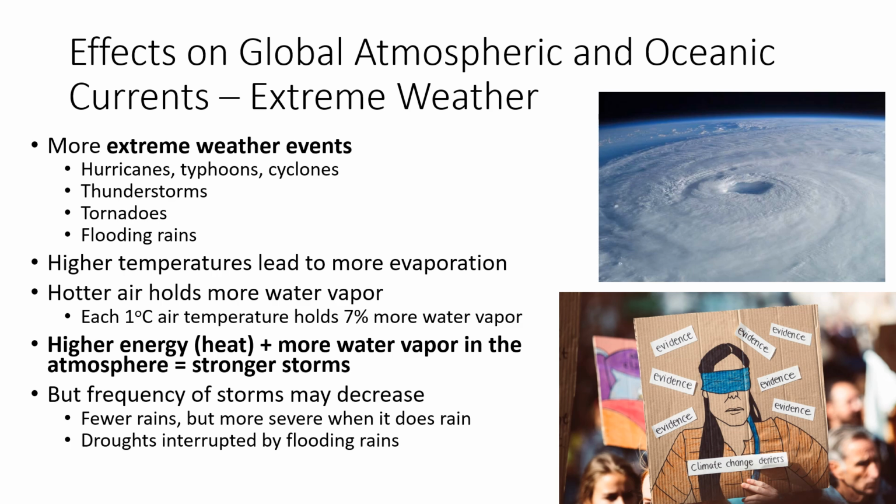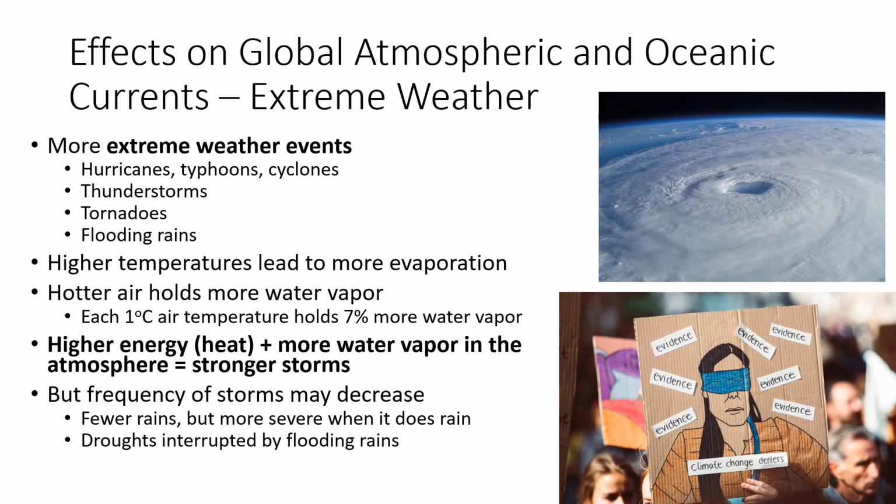Essentially, what is going on is that with warmer air, we have more energy in the atmosphere. Temperature is just a measure of the kinetic energy of molecules. So the more kinetic energy there is, the more energy of movement there is, the higher the temperature is. And that's just a measure of energy. So the warmer it is, the more energy there is in the atmosphere.